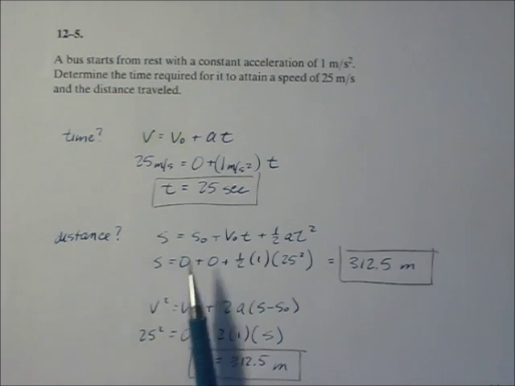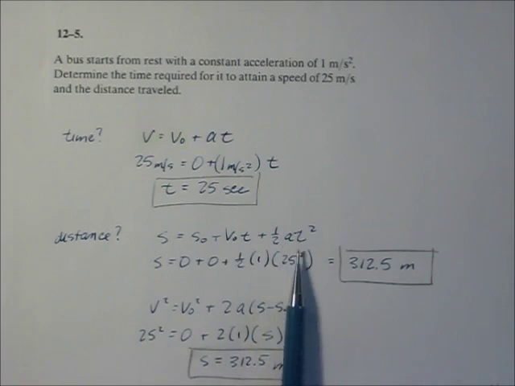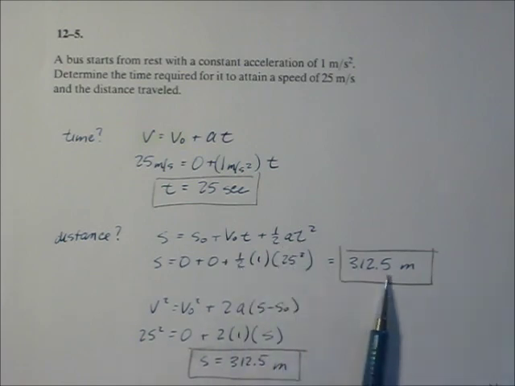This is the distance we're looking for. We know that it starts from 0 with a velocity equal to 0. I know now that it takes 25 seconds, so I plug in 1/2 a t squared, and I can see that it takes 312 meters, or he travels 312 meters during those 25 seconds.